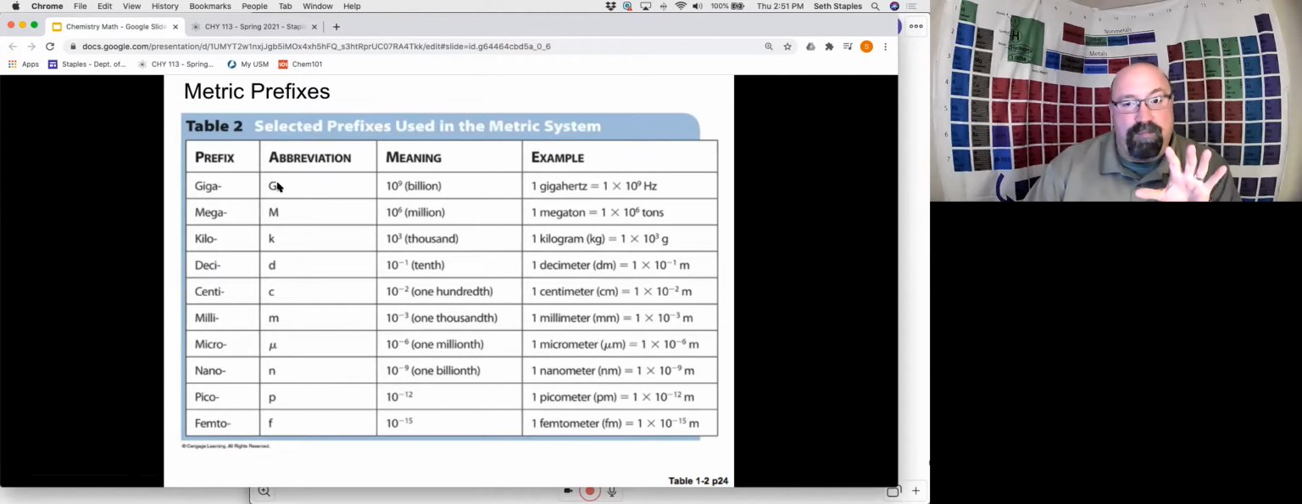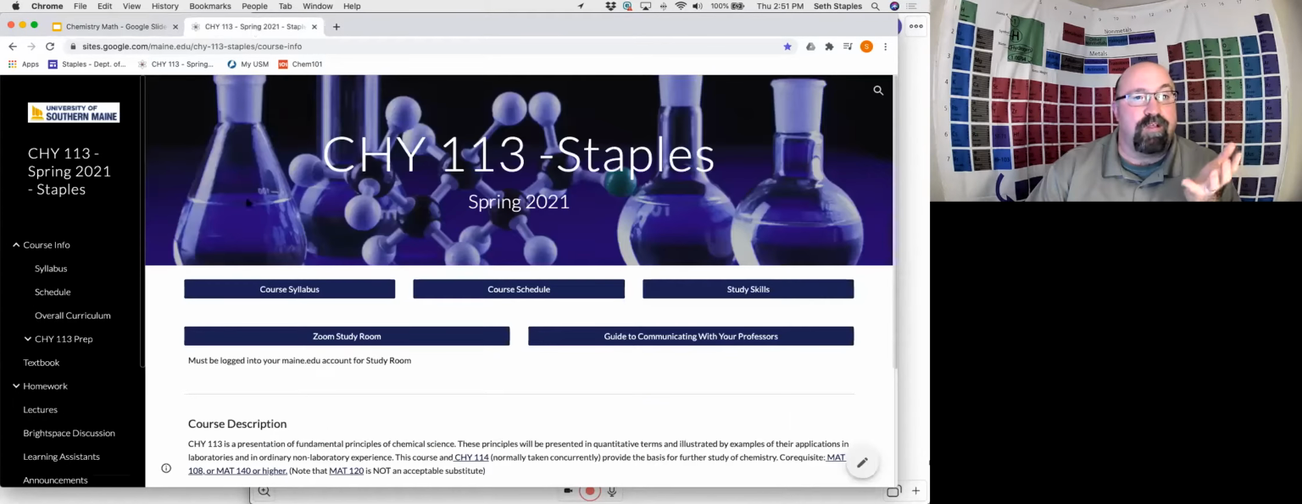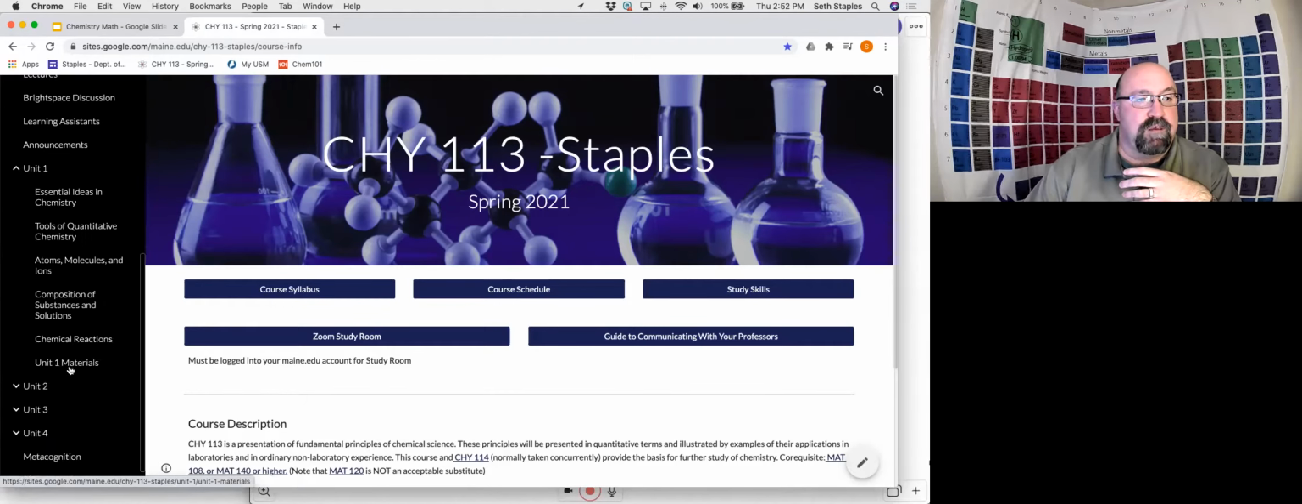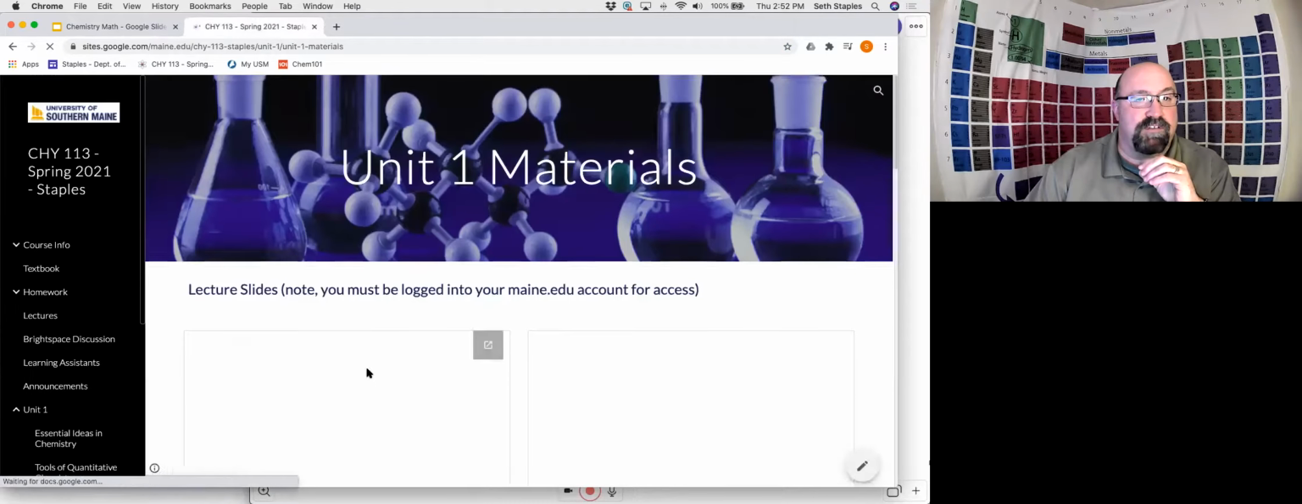I'll talk about how we use the prefixes a little bit here. But again, remember all of the different supplemental materials that are available to you. You can get a lot more help with metric prefixes if you go to Unit 1 here on the website, and then to Unit 1 materials.